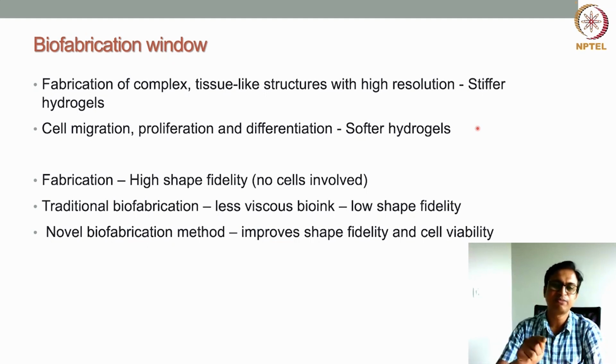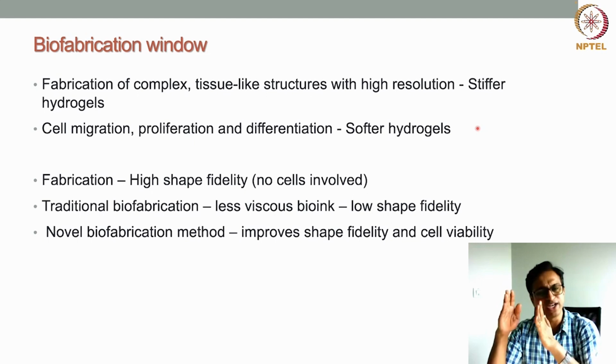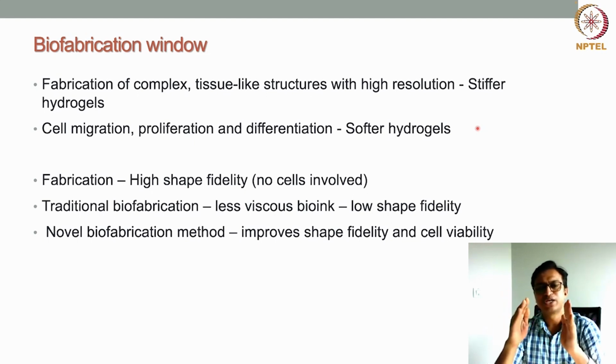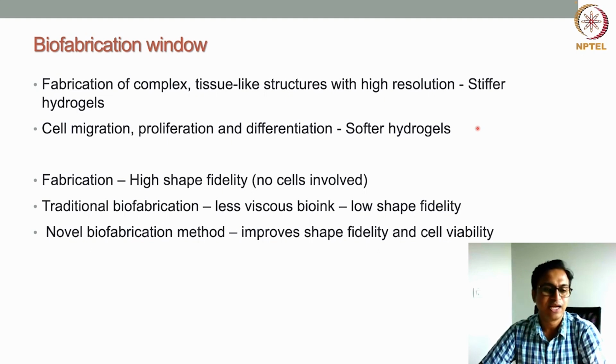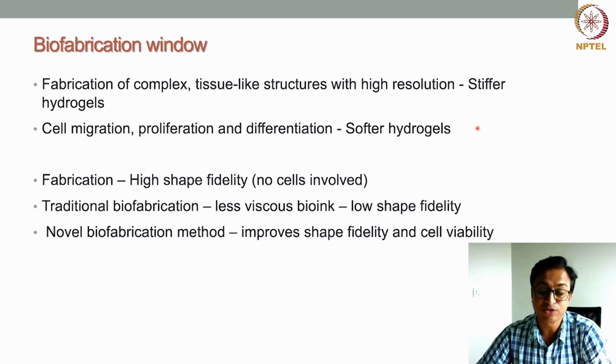So traditional biofabrication is in between these two, where we are not using very high viscous bioink, and we are not using very low viscous bioink. We are using moderate viscous bioink, so the shape fidelity is low, but the cell viability is good. But we need some novel biofabrication approach where the shape fidelity can be improved further without compromising the cell viability.